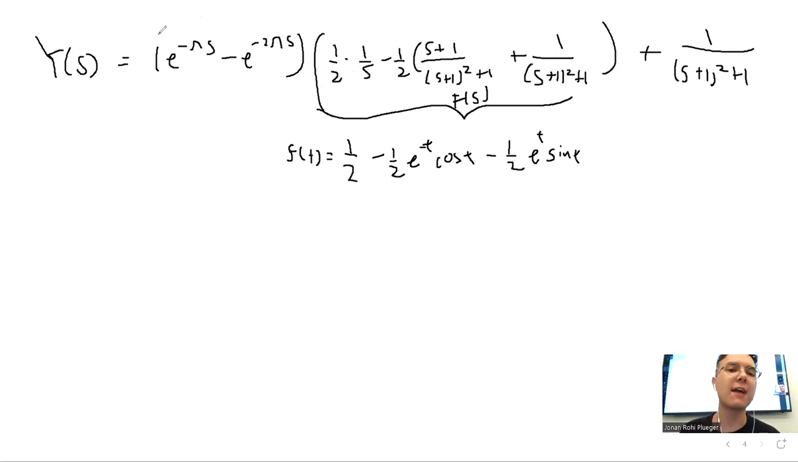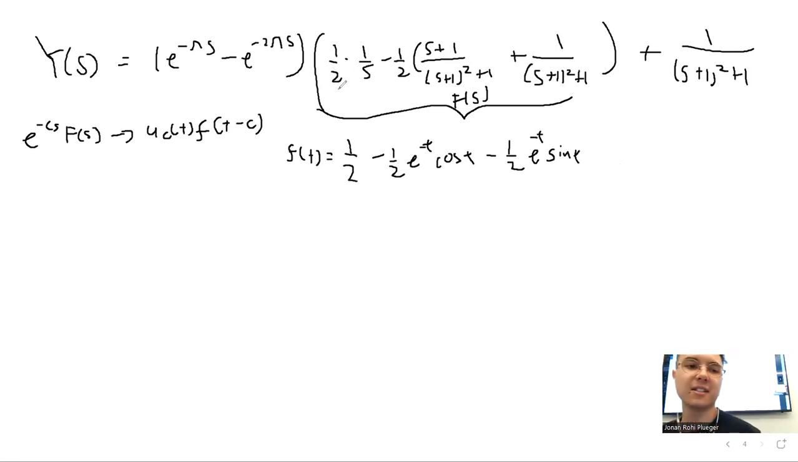The reason for that is because now we can use the table more easily. The table tells us that e to the negative c s f of s transforms into u c t times f of t minus c. I think it should also be e to the negative t for the sine. Ah, yes, e to the negative t sine t. Thank you for letting me know. So now it suffices for us to transform e to the negative pi s and e to the negative 2 pi s times all of this, and then put a negative sign in the middle between them.